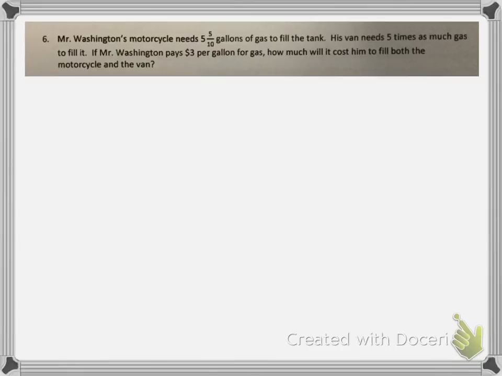Let's start with the first part. Okay, I'm not going to do a tape diagram this time. I'm just going to do the math, the multiplication, and the distributive property. So this is his motorcycle. This is how much gas it takes, 5 5/10 gallons. His van takes 5 times as much. Okay, think about it. Motorcycle small, van is much bigger. 5 times as much to fill it. Let's figure that out first.